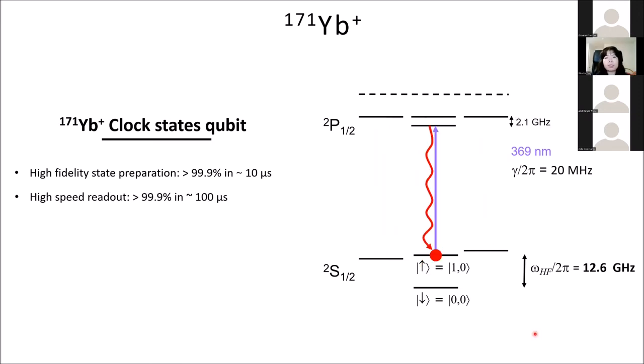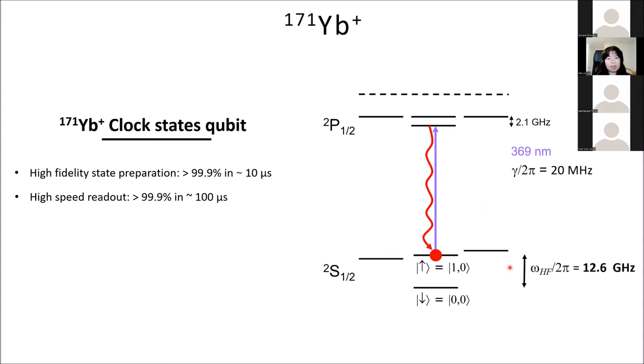The next criterion is how to read out. The way we read out with ytterbium 171 is we apply a resonant 369 laser. When the ion is in the spin up state and has this resonant light, it will scatter photons.